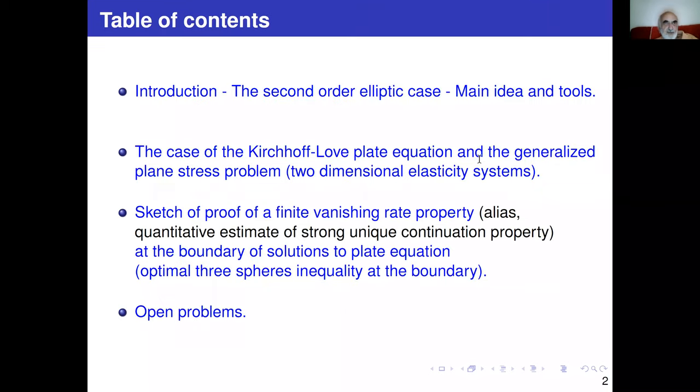The contents of this talk should be the following. First, I give a large introduction that concerns the second order elliptic case. In some sense, this second order elliptic case is a paradigmatic case, because the main idea and tools are very clear, and generally the strategy in other situations is similar, but with a very important difference.